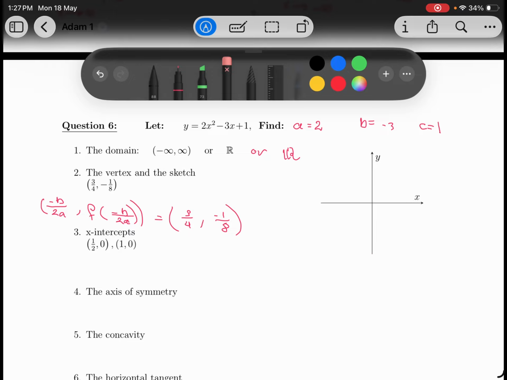Other than that, you have to check the way you plug this in your calculator. So 3/4 and -1/8: 3/4 is positive and -1/8 is negative. Again, I'm not caring here about the accuracy. I need something just to guide me. So the vertex will be somehow here, okay?